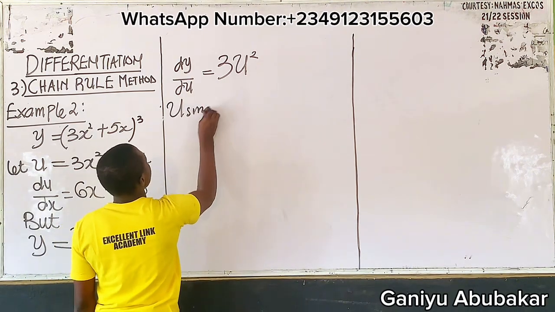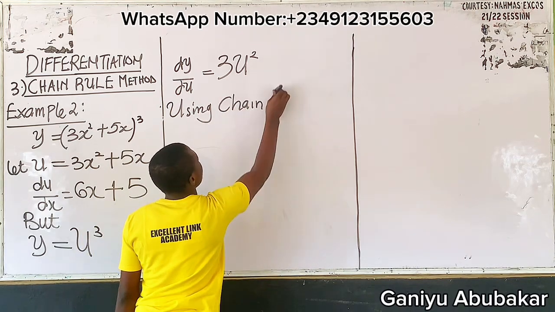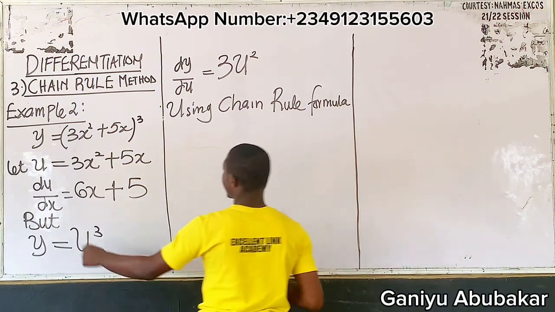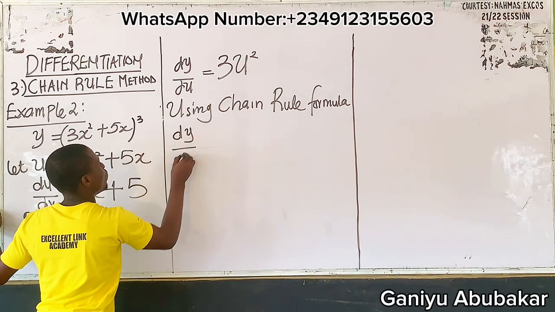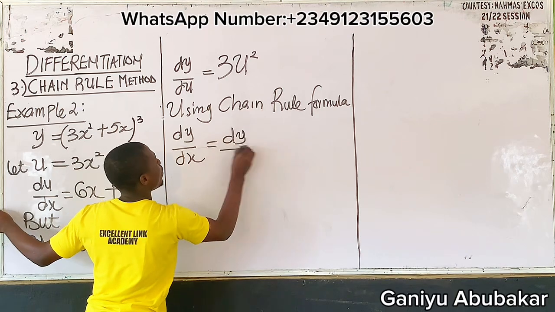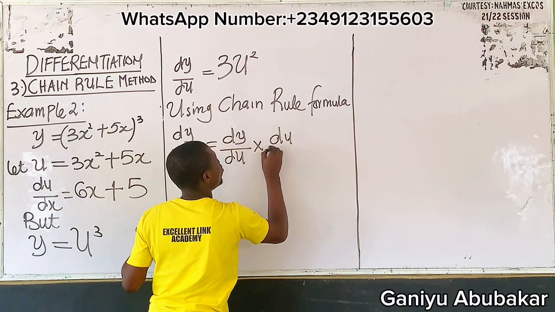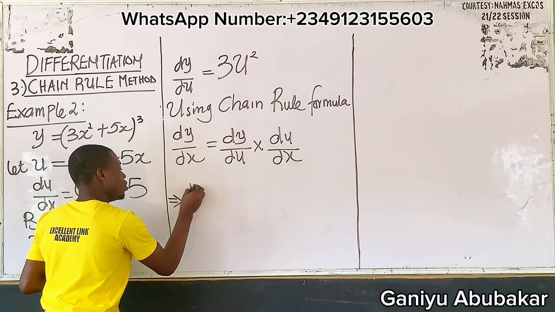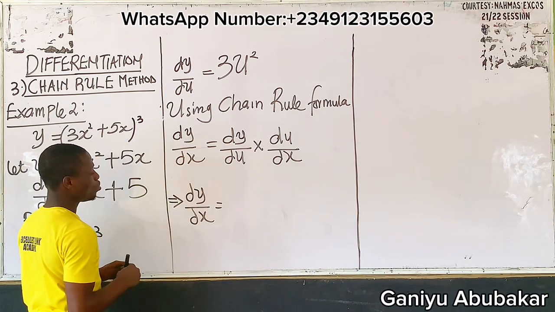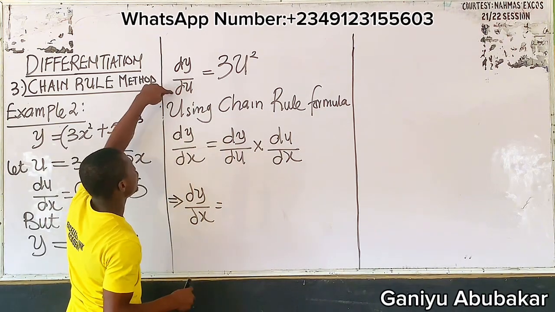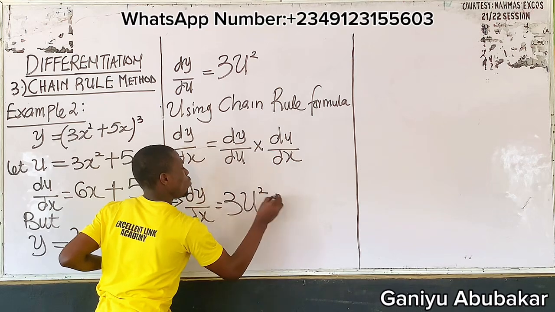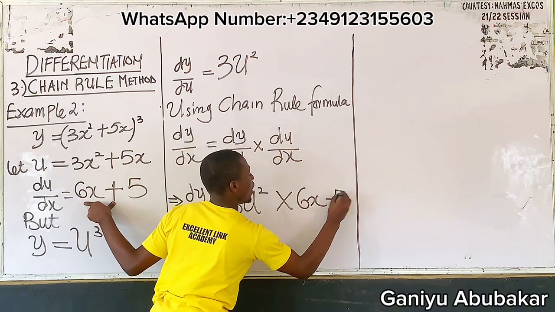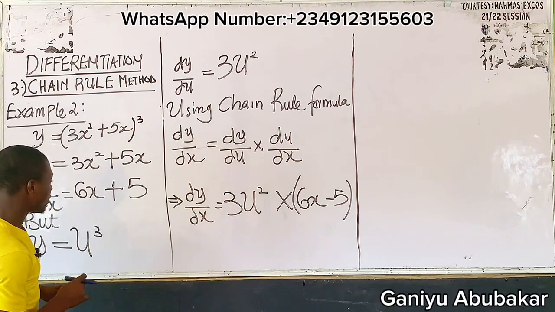At this point now, I'll apply the chain rule formula. Recall that we said dy/dx is equal to dy/du times du/dx. Now dy/dx is equal to dy/du, which is 3u squared, times du/dx, which is of course this, 6x plus 5 in a bracket this way. So I have this.